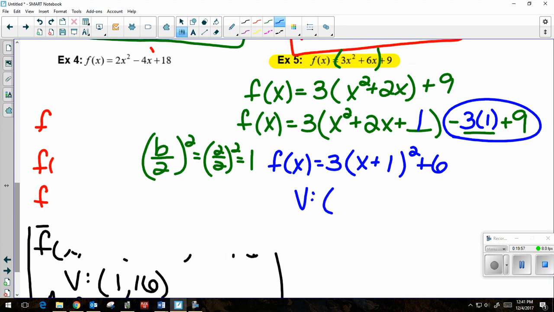Your vertex in this case is -1, 6 because it is the opposite of what's inside the parentheses and the same as what's on the outside. And your axis of symmetry is x equals -1.